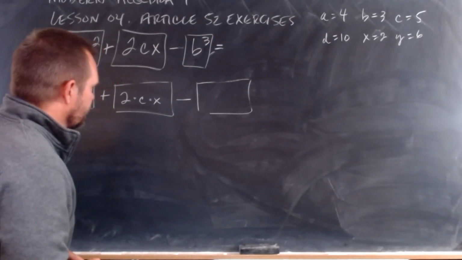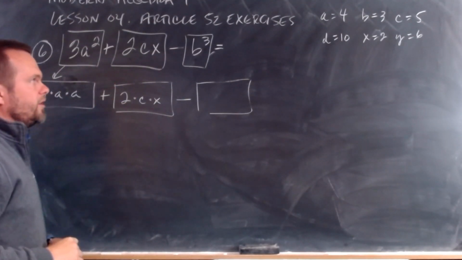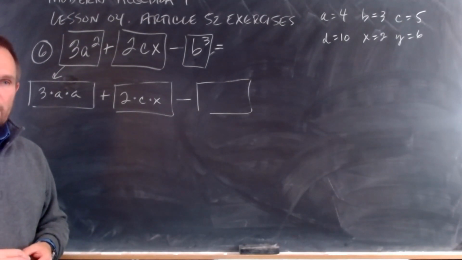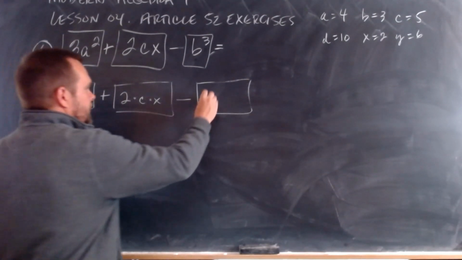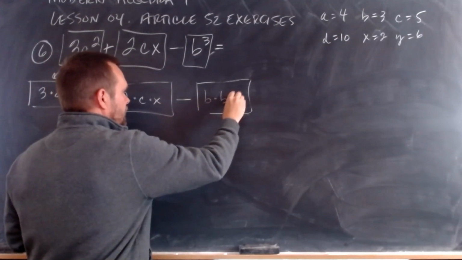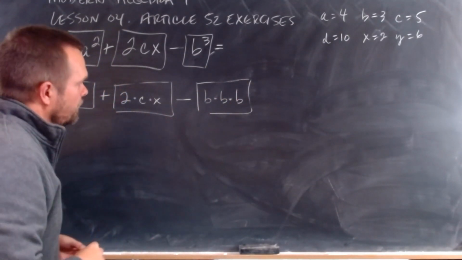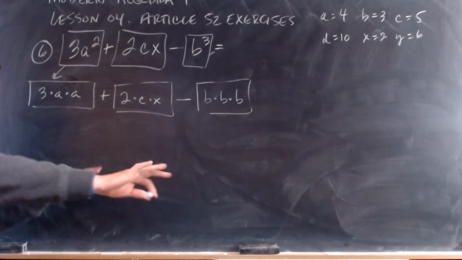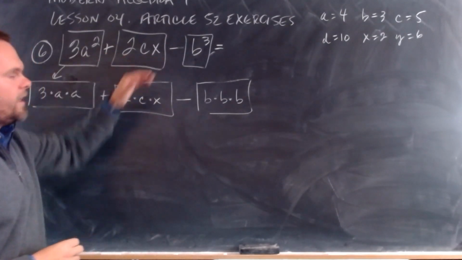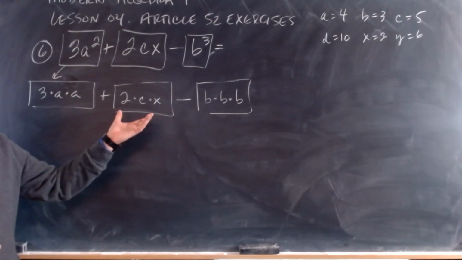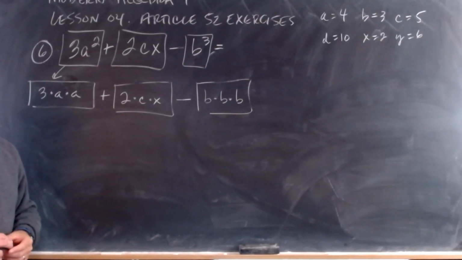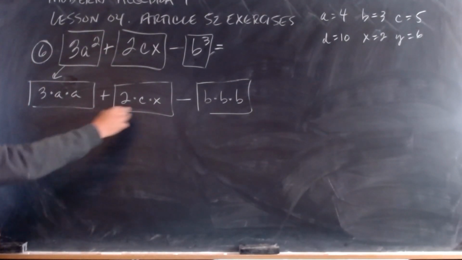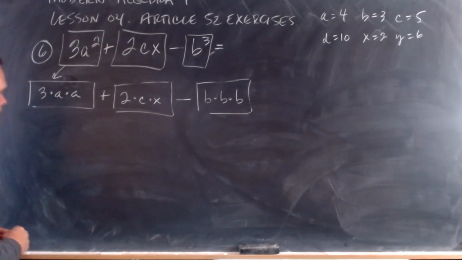Be more careful. This is b to the third power. What does that mean? What do we have to do with b? B times itself, 3 times. So b times b times b. Okay, so now we have this broken down a little bit. We took something that looked complicated and we translated it into something that's easier to work with. So now we just want to find the values of each of these terms.